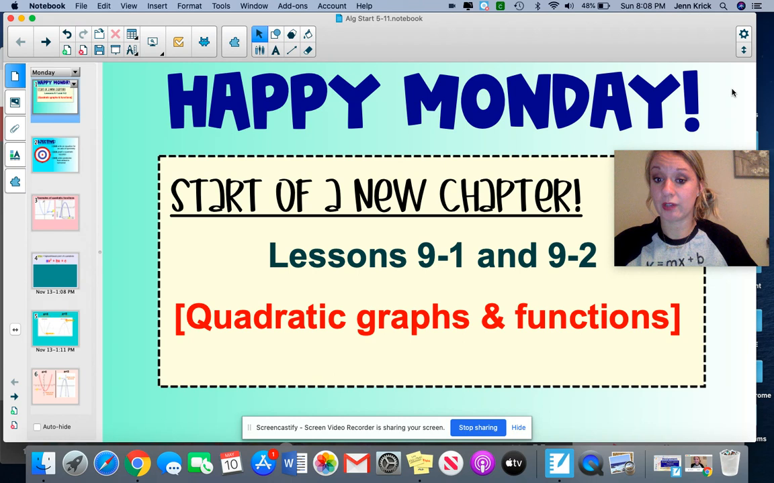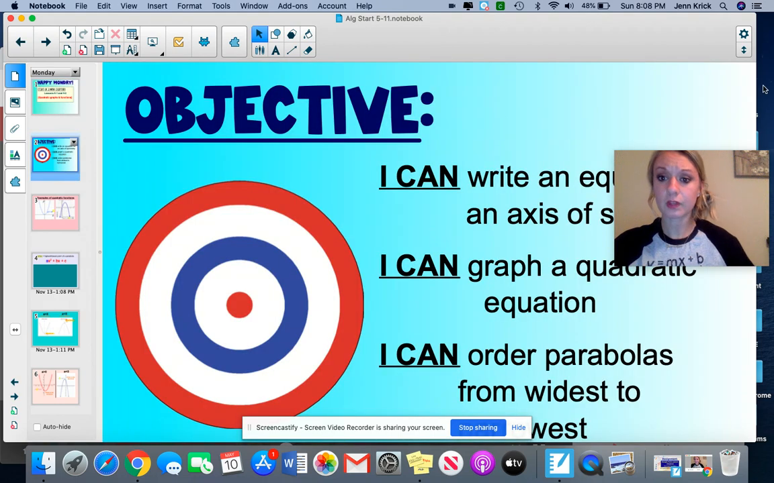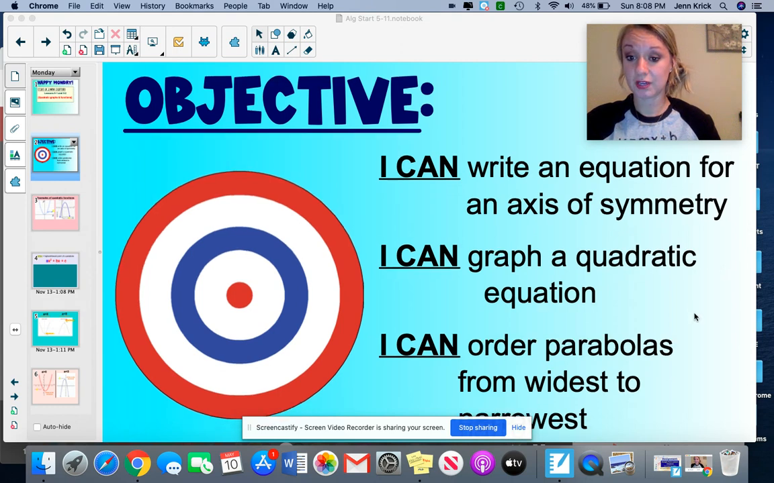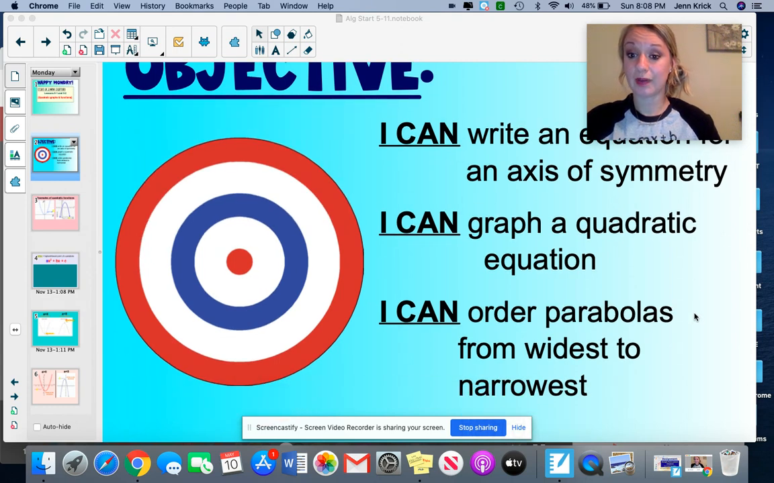It is about quadratic graphs and quadratic functions. And it might sound abstract right now, but as soon as I show it to you, you'll know what I'm talking about. So here are your objectives for today, and these are important. Number one, I can write an equation for an axis of symmetry. Number two, I can graph a quadratic equation. Number three, I can order parabolas from widest to narrowest. So let's go ahead and jump right in.